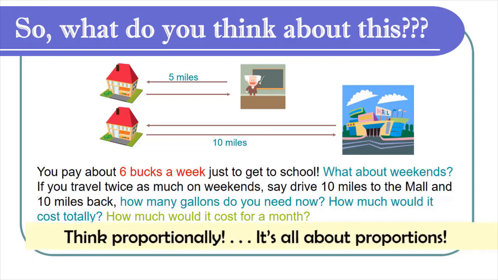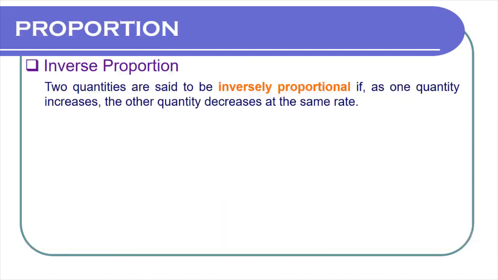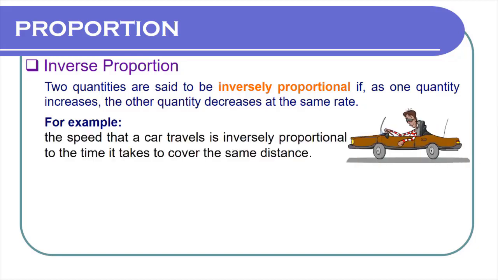The second kind of proportion is inverse proportion. Two quantities are said to be inversely proportional if, as one quantity increases, the other quantity decreases at the same rate. For example, if we compare the speed of cars and the distance, the speed that a car travels is inversely proportional to the time it takes to cover the same distance.